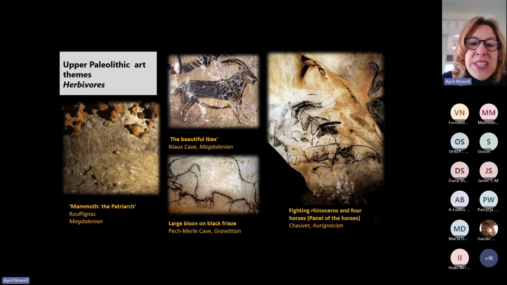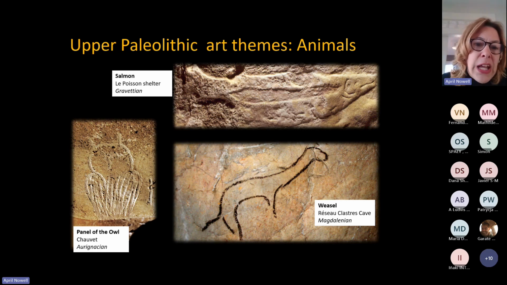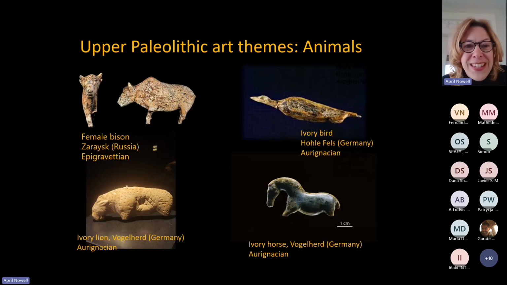And of course, in terms of subject matter or content, we have all kinds of animals, primarily herbivores, but other animals as well. For example, we have here mammoths and ibex and bison and rhinos and so on. And then I also wanted to throw in the weasel because that's my favorite. One of my favorite images is of the weasel there. And then, of course, owls and fish and other sorts of things. And we have them both in parietal art and in portable art. And these lovely examples are some things I'll return to in a minute.